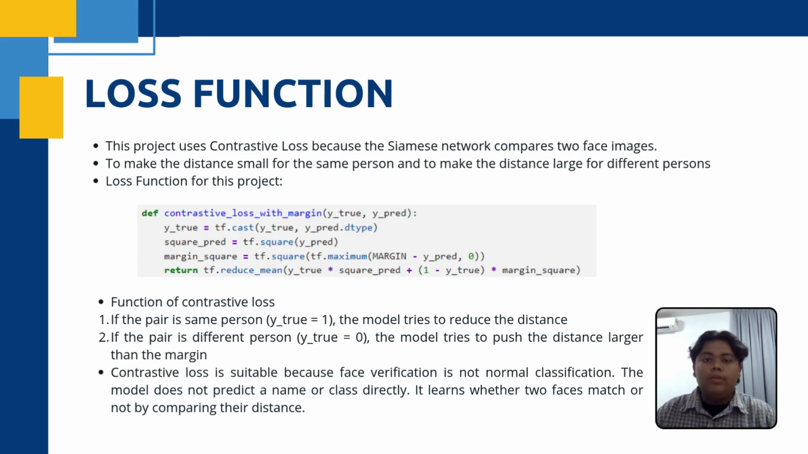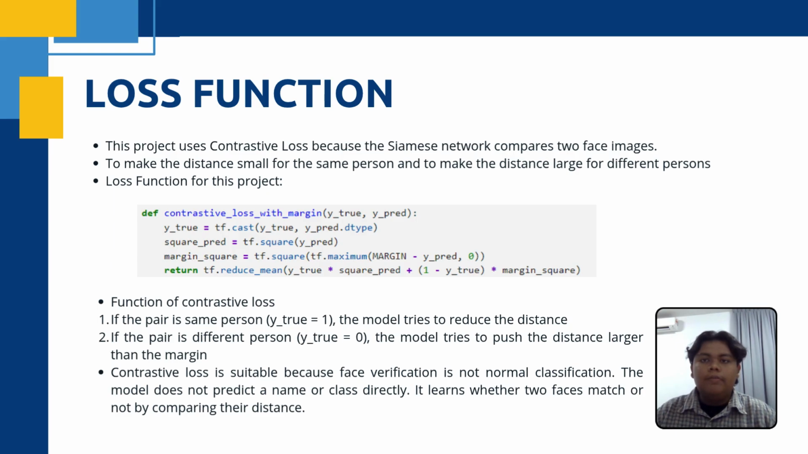Now I will present the loss function. In this project, I use a contrastive loss because the Siamese network compares two face images instead of classifying one image. So the goal of this loss is to make the distance small for the same person and to make the distance large for different people. So this is the loss function for this project.